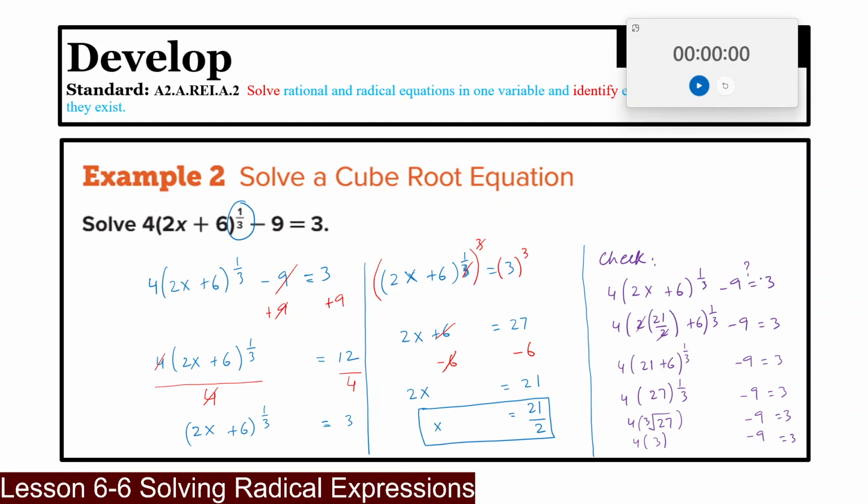And I'm going to put a question mark here because we don't know if that's true or not. So what is 4 times 3? 4 times 3 is 12. So I get 12 minus 9 equals 3. 12 minus 9 is 3. 3 equals 3. That means I was correct.